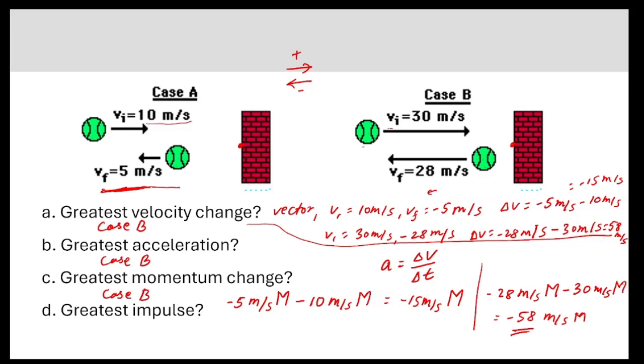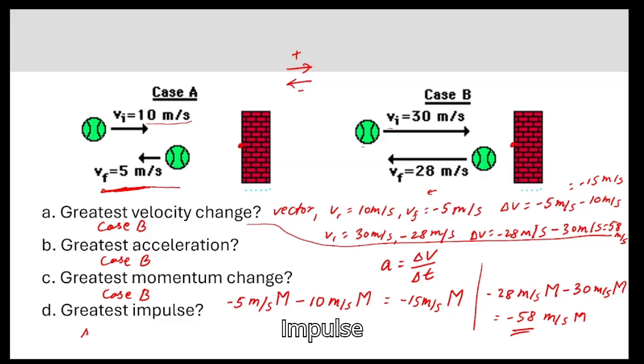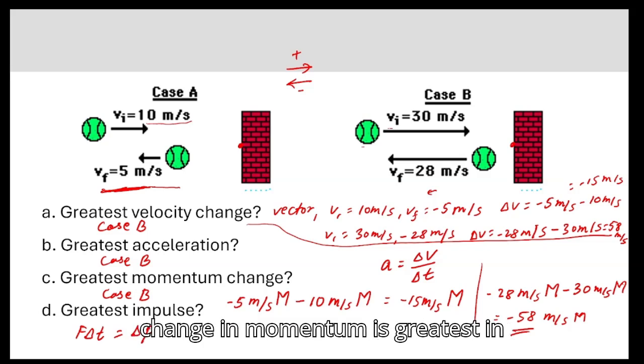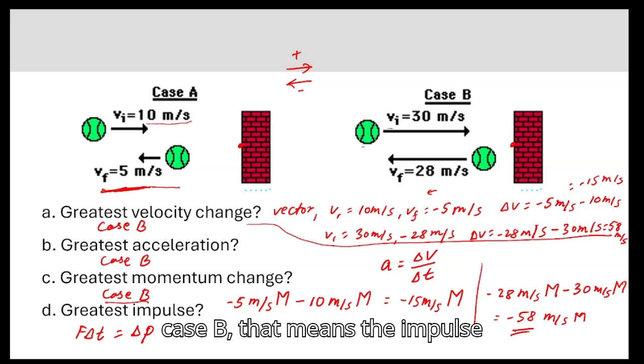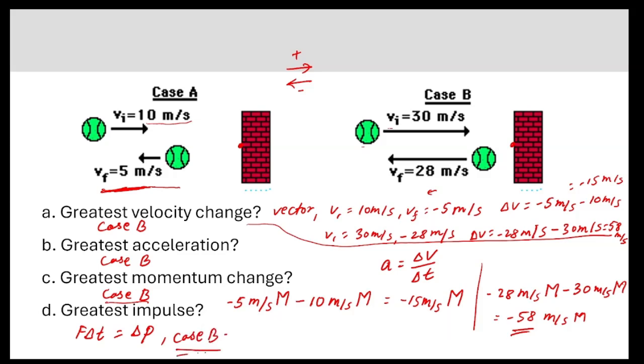And greatest impulse, what do we know? Impulse, F delta t, is equal to the change in momentum, right? So if the change in momentum is greatest in case B, that means the impulse should also be greatest in case B.